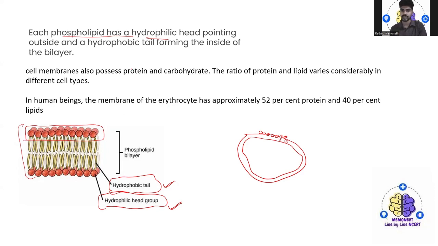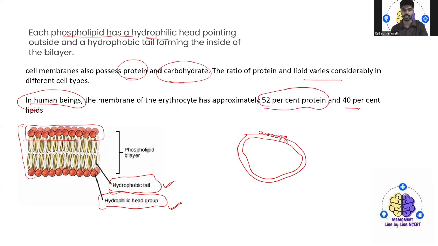So in human beings, the cell membrane also possesses proteins and carbohydrates, and the ratio of proteins to lipids varies depending on the type of cell. Say in human beings, the membrane of erythrocytes has approximately 52% protein and 40% lipids.